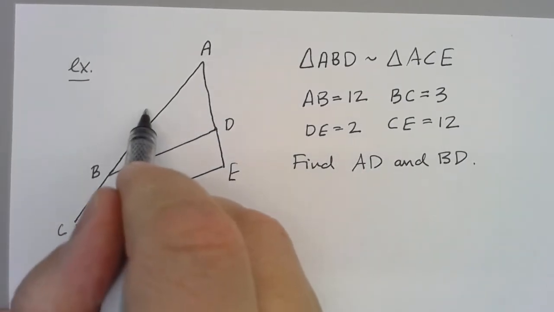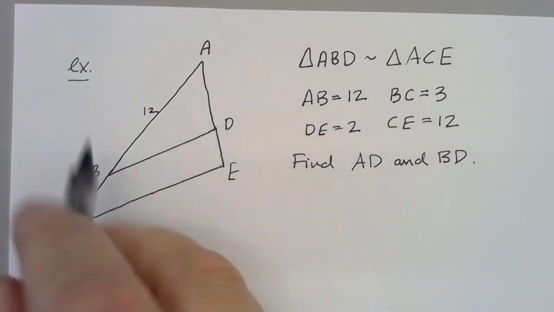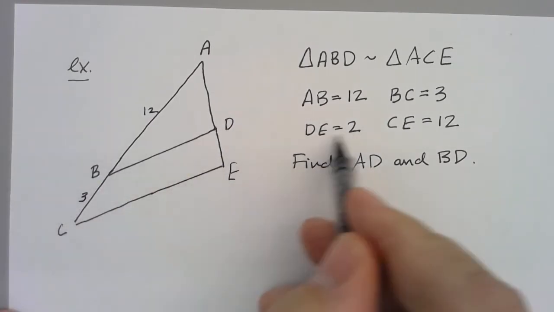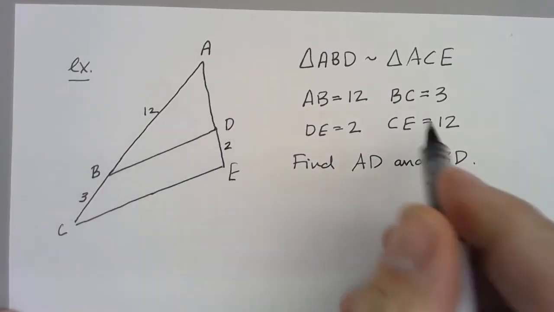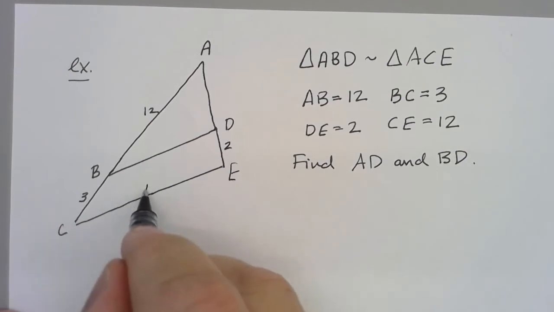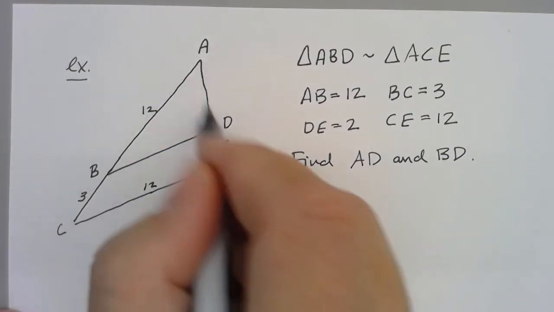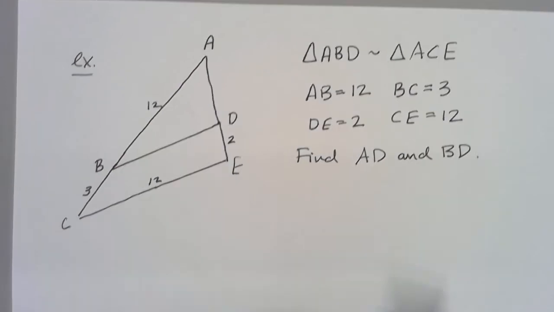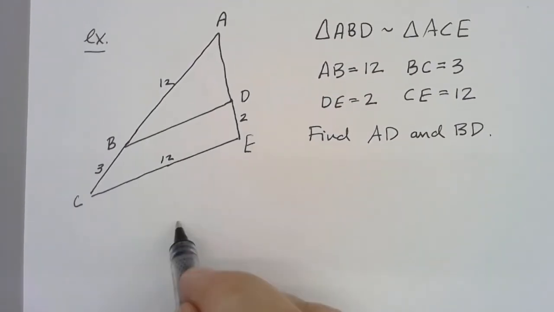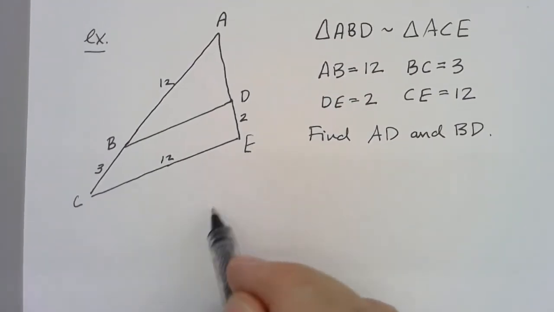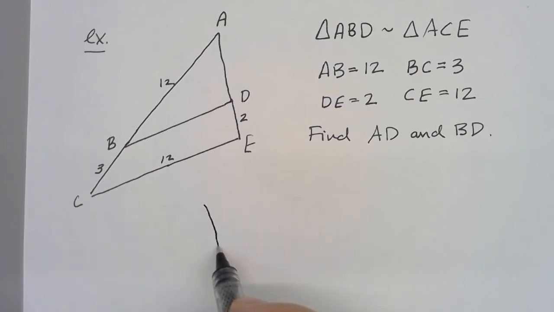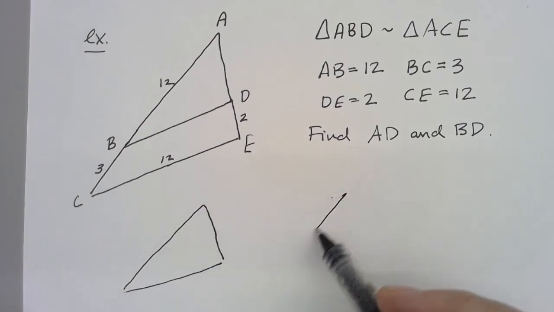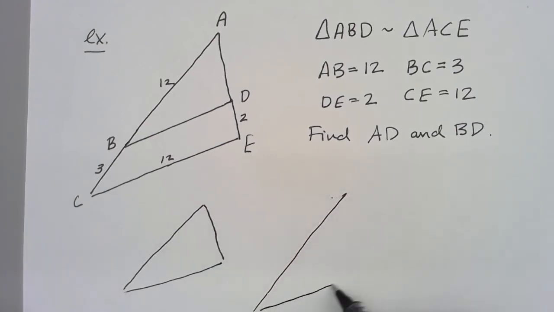So AB is 12, BC is 3, DE is 2, CE is also 12. And I need to figure out those two lengths. One of the keys as the problems get more complicated and the triangles are put together in more complicated fashions is to take the two similar triangles and put them side by side so they visually correspond.